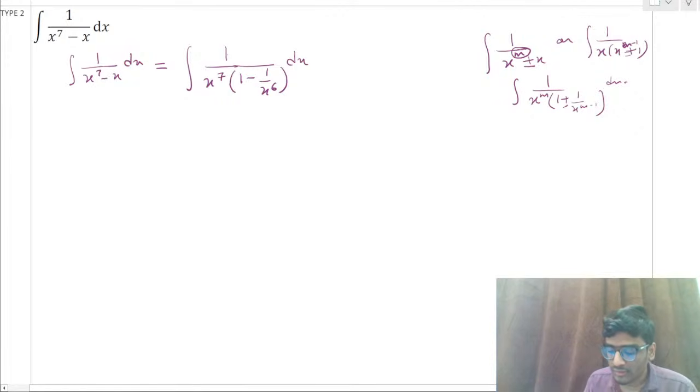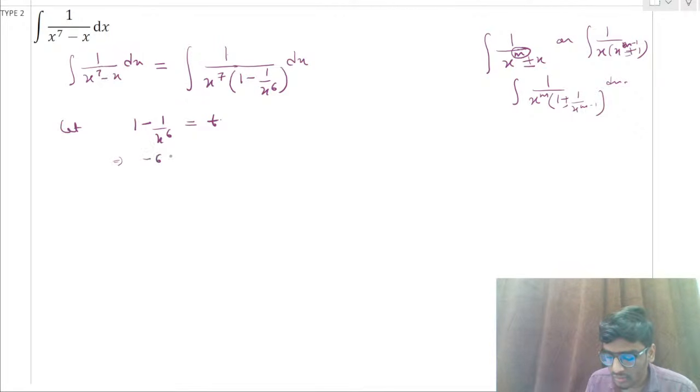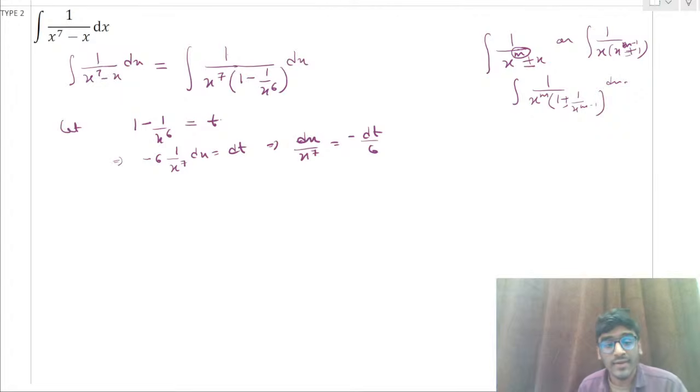So what we are going to do, we are going to take this bracket term as t. Let 1 minus 1 upon x raised to 6 be t. When we differentiate this, what will we get? We will get 6 times 1 upon x raised to the power 7 dx equal to dt. So dx upon x to the 7 is equal to dt upon 6. Can we write like this?